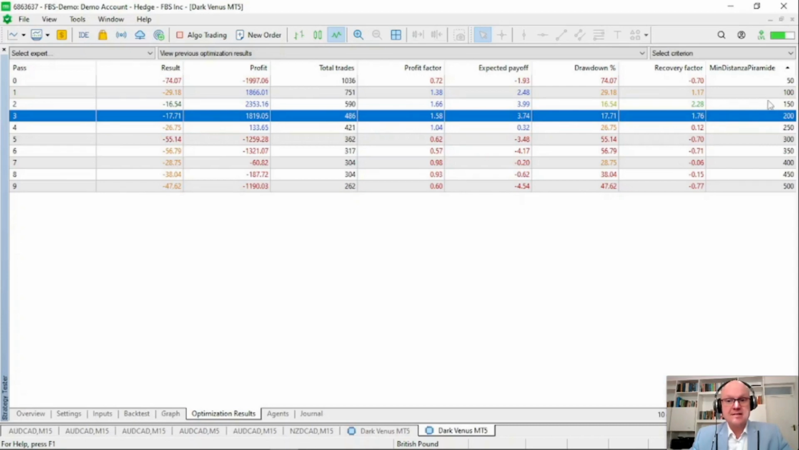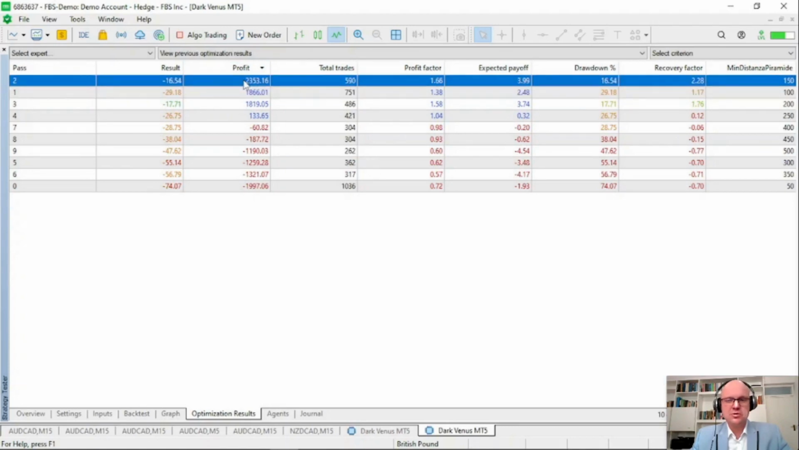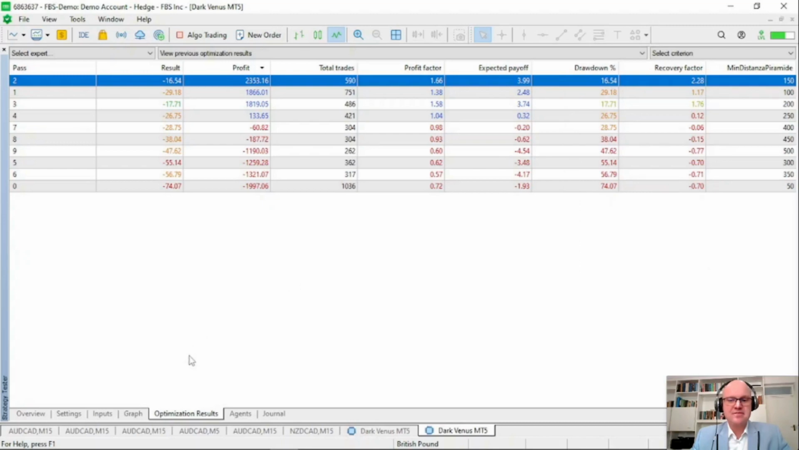However, you'll see there is a big difference between using a very tight and a very large grid. For us, the best would be using 150 points, which would be 15 pips, which would give us a good increase in profit, and the drawdown would stay the same. It would actually decrease the drawdown from 17.71 to 16.54 with a $500 increase in profit. So let's run our last single test before we make a few adjustments to have the set file ready moving forward.